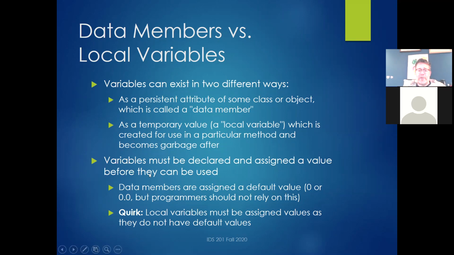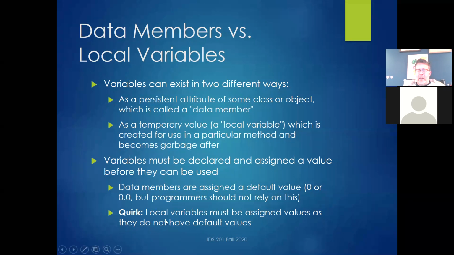In general, two possibilities. If it is a data member, a data field belonging to an object or a class, it will get assigned a default value of 0, or 0.0 if it's a floating point number. But still, programmers shouldn't depend on that. That's what Java does, and it'll probably continue that way in the future, although you never know for sure.